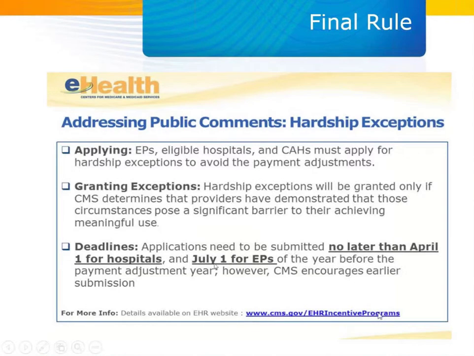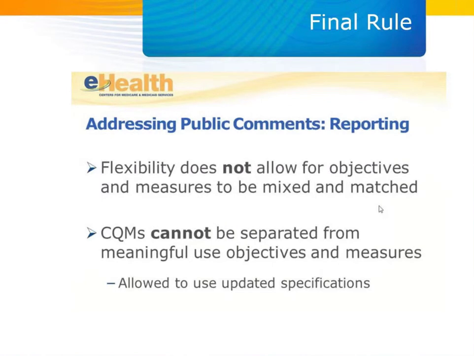So these are the deadlines, no later than April the 1st for hospitals. So again, if you want to file hardship for 2016, it has to be in by April the 1st of 2015. I mentioned that it does not allow for the objectives and measures to be mixed or matched. They said that at least 4 different times, so just keep that in mind. And again, you'll have to do the CQM year that matches the rules that you attest to.